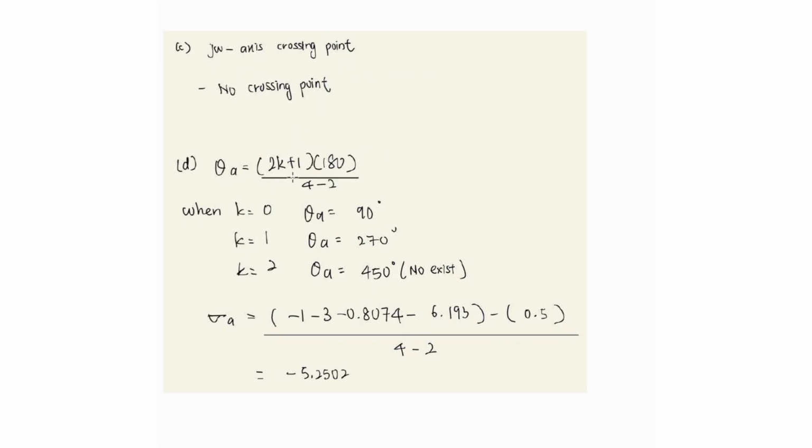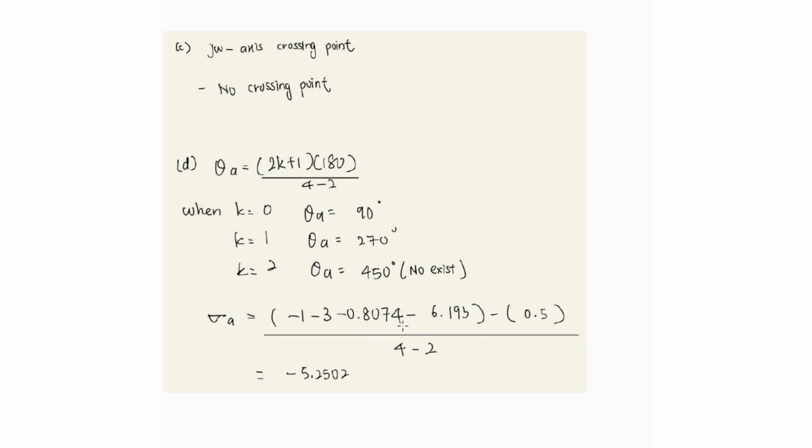For part C, the j omega axis crossing point, in this case there is no crossing point. For part D, the angle of asymptote, using the formula, when k equals 0 the angle is 90 degrees, when k equals 1 the angle is 270 degrees, and when k equals 2 the angle is 415 degrees.